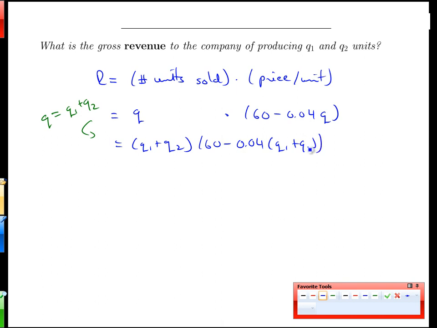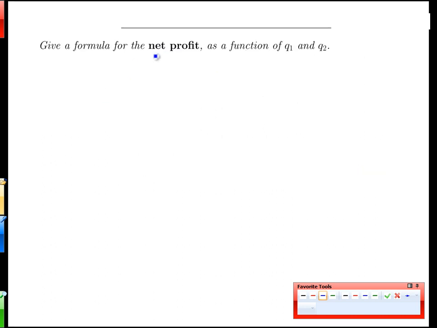And I think it behooves us to expand this out. We're going to have 60 Q1 plus 60 Q2 minus 0.04 times, we've got the mixed product here, Q1 squared plus 2 Q1 Q2 plus Q2 squared. Let's leave it at that form for now. That's probably simple enough that we can work with it. So we've got our gross revenue and we have our gross cost functions.